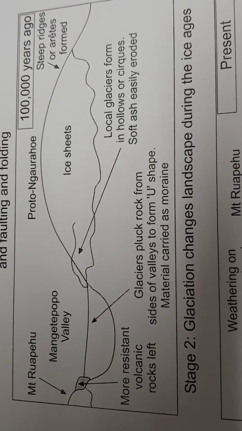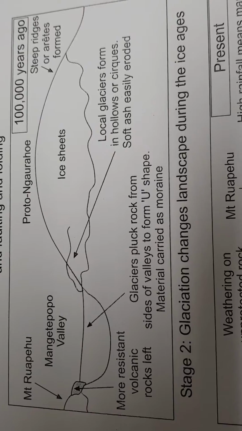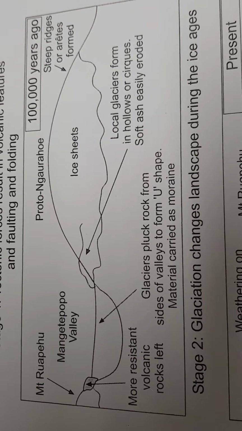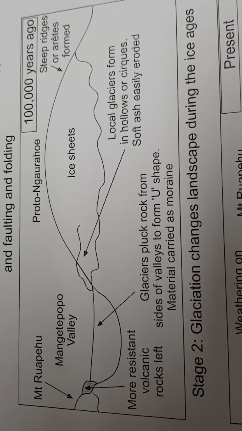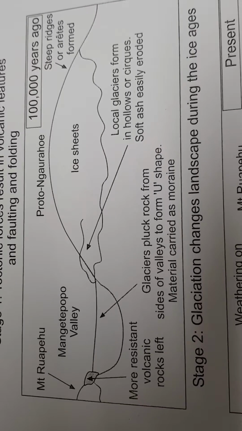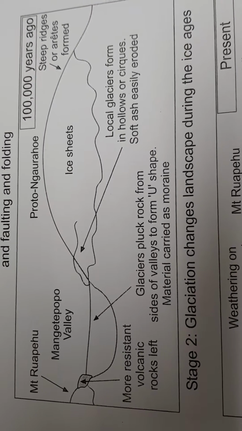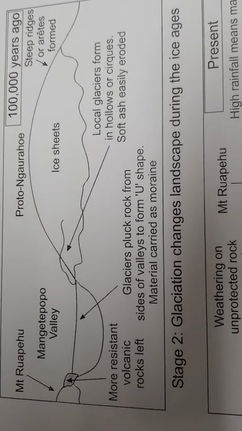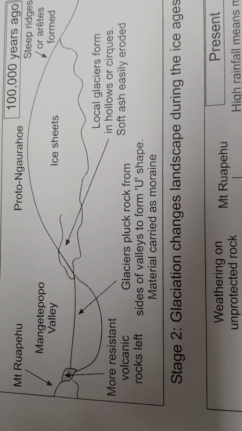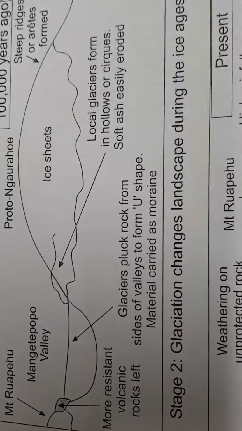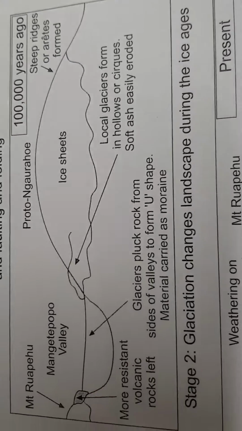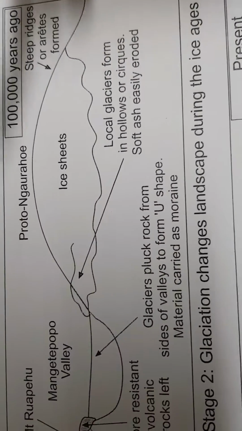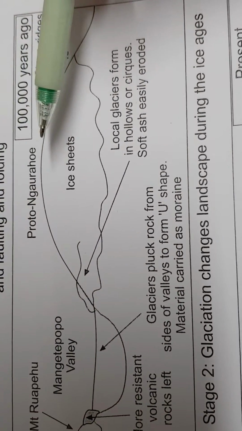The second part of the question around formation and change is about a second stage, a second time period, and that's what we call the Ice Age. Now, the Ice Age happened about 100,000 years ago, and if you look at this diagram, you'll see there's a word which says Proto-Ngaorohoi. Now, that means it's just like the early start to the volcano.